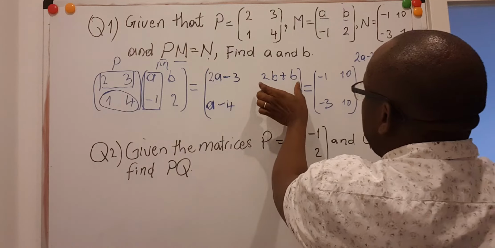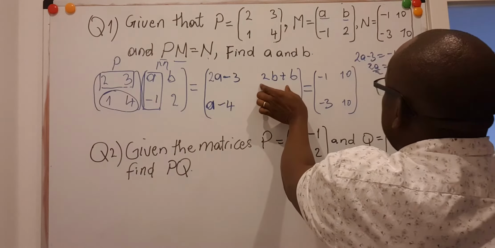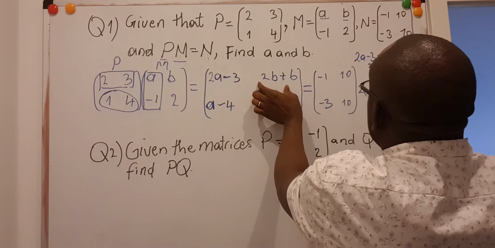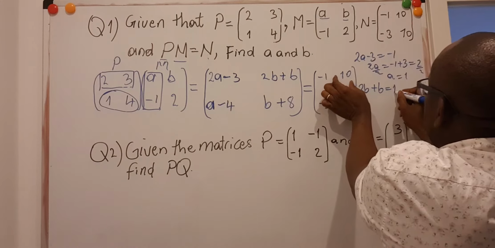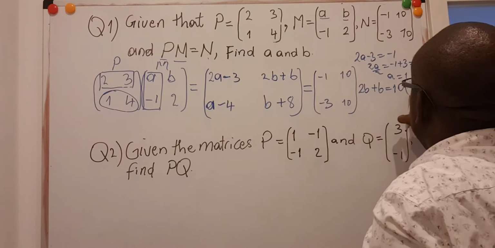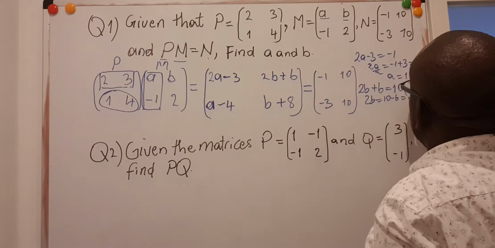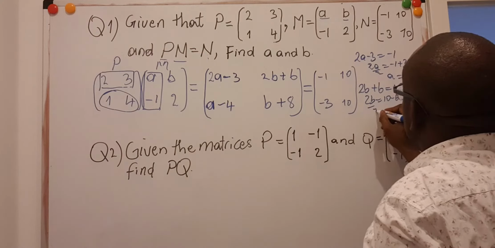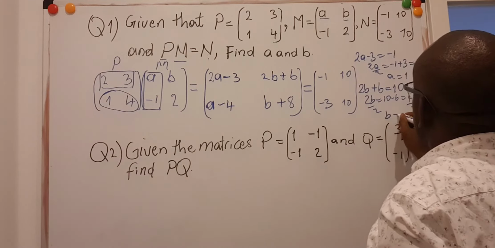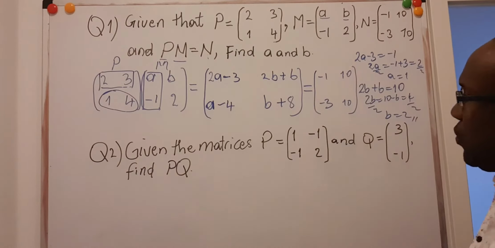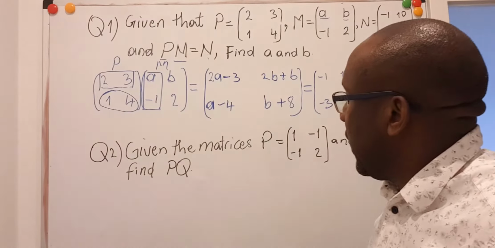You can take this one that has B. So that means here 2B plus 6 is equal to 10. If I take 6 this way, it becomes 2B is equal to 10 minus 6, and that is 4. And if I divide both sides by 2, then my B is equal to 2. So A is equal to 1 and B is equal to 2. Let's see the second one here.